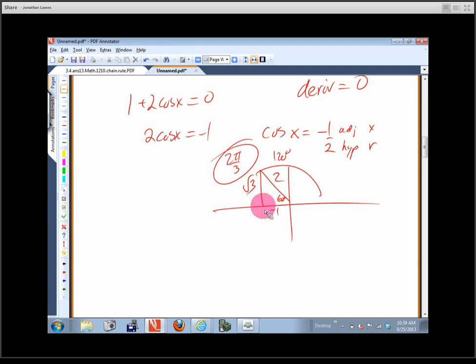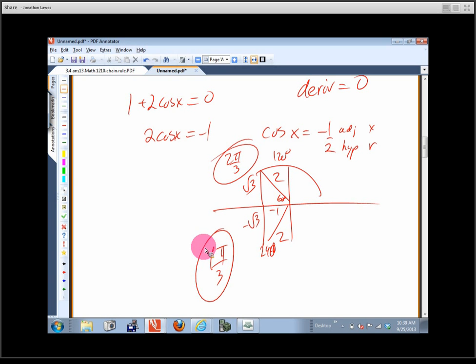We can take this triangle and flop it down here. That makes this negative radical 3. This is still 2 because remember the radius is always 2. That reference angle is still 60 degrees, which means we've got 180 plus another 60. We're at 240 at this point, or 4 pi thirds. Are those the only answers?